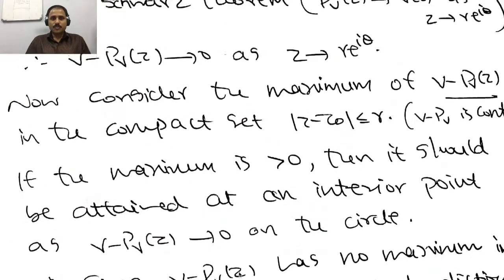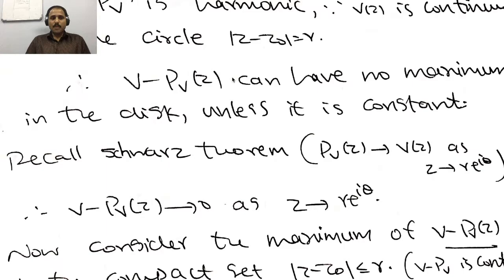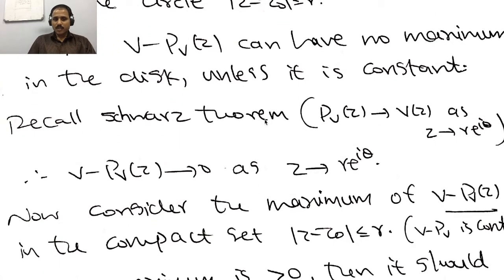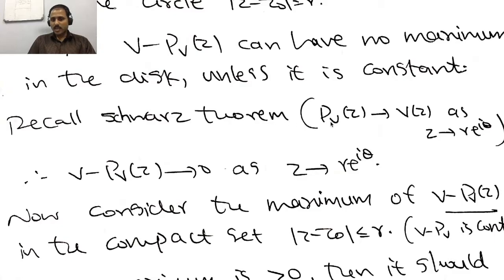Now, Pv(z) is harmonic, that is a Poisson integral, that is harmonic. Since v is continuous on the circle |z minus z0| equal to r, the boundary values are continuous, therefore Pv(z) is harmonic. Now v minus Pv(z) can have no maximum in the disk because v is subharmonic, unless it is a constant. Now recall Schwarz's theorem. Schwarz's theorem tells you that Pv(z) converges to v(z) as z tends to the boundary. So v minus Pv(z) tends to 0 as z tends to the boundary.